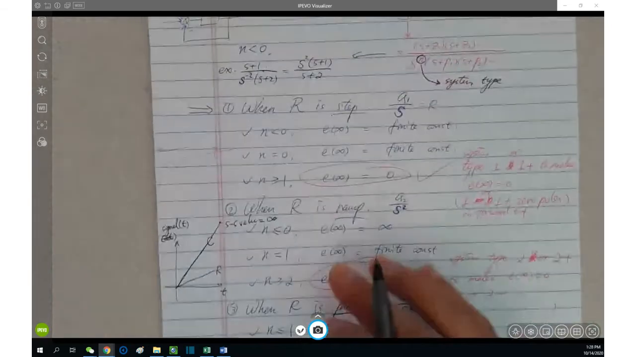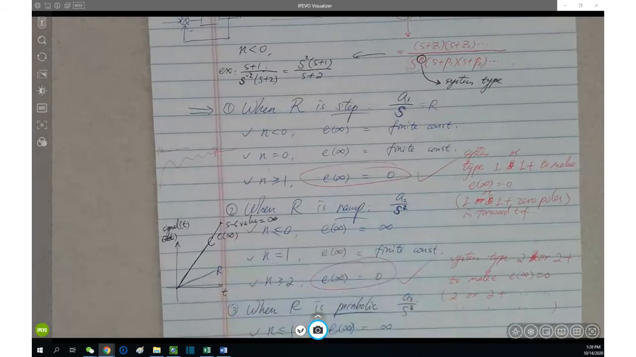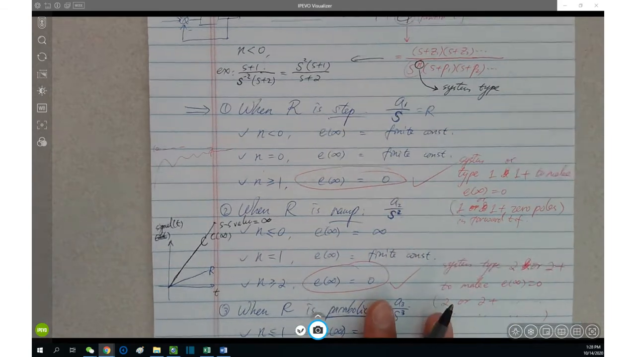So go back to here. C of infinity equals what? It's a ramp. No matter how you make this happen, it's a ramp. C of infinity equals infinity. Does it make sense? This is the concept of the steady state value. Let's clarify this before going to the steady state error. So in terms of steady state value, does it make sense?